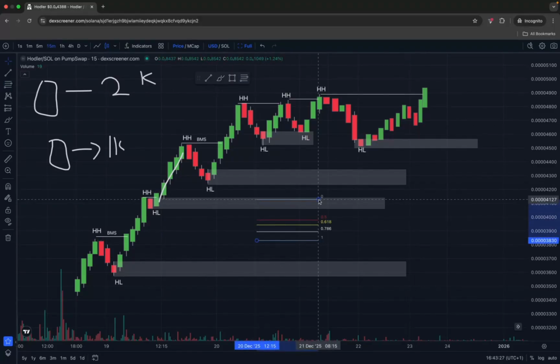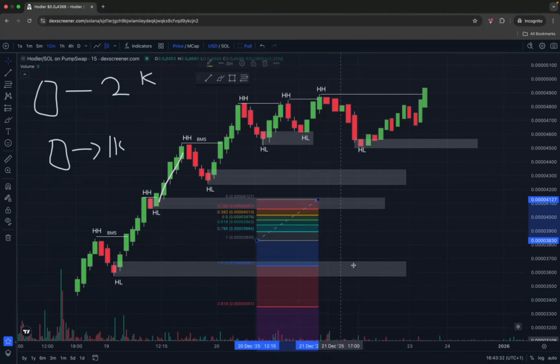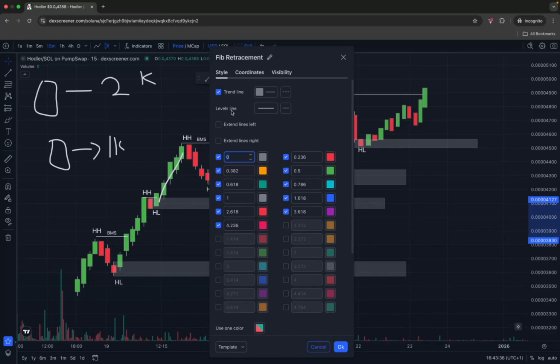Tap anywhere here. Yours will not be like this actually. Let me reset it back to default. Apply defaults. Yours will be like this. All right. So double tap it. Let's configure it. So first thing, remove this trend line. This line level, click on it. I like making it tiny. So this is 0.38. Disable.